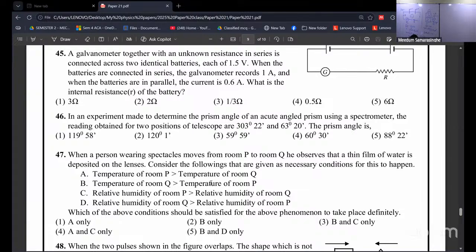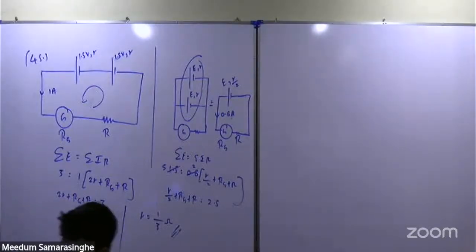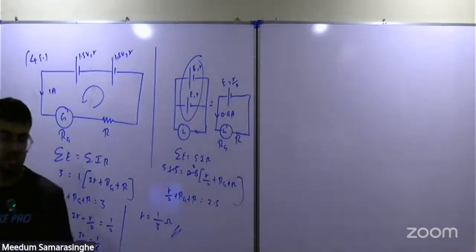46th one. In an experiment made to determine the prism angle of an acute angle prism, using a spectrometer, the readings obtained for two positions of the telescope are 303 degrees 22 minutes and 63 degrees 20 minutes. The prism angle is? Can you remember?